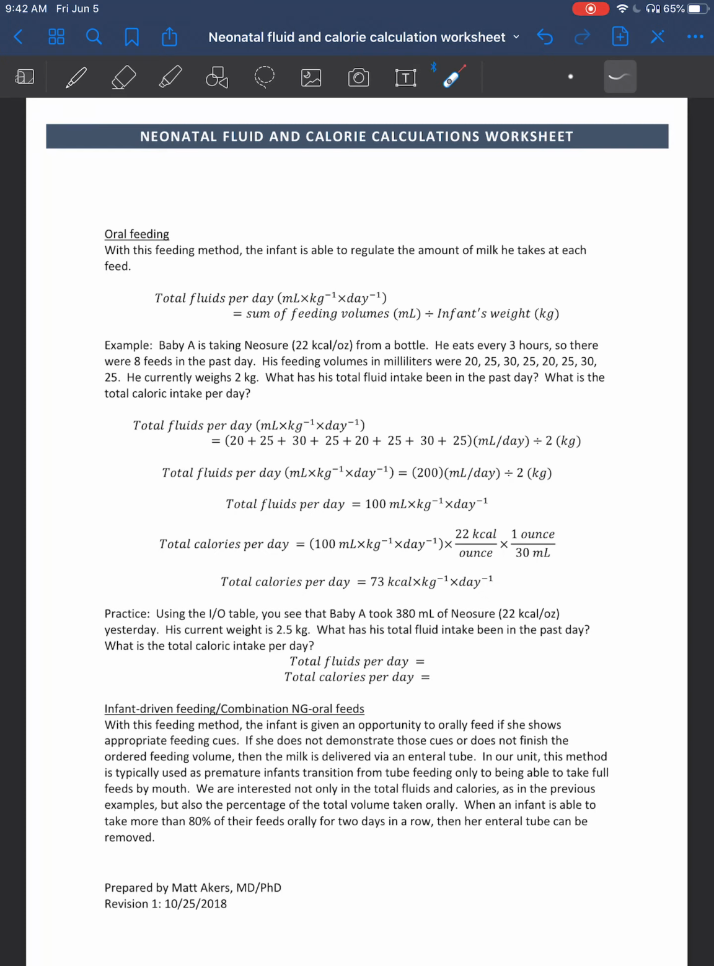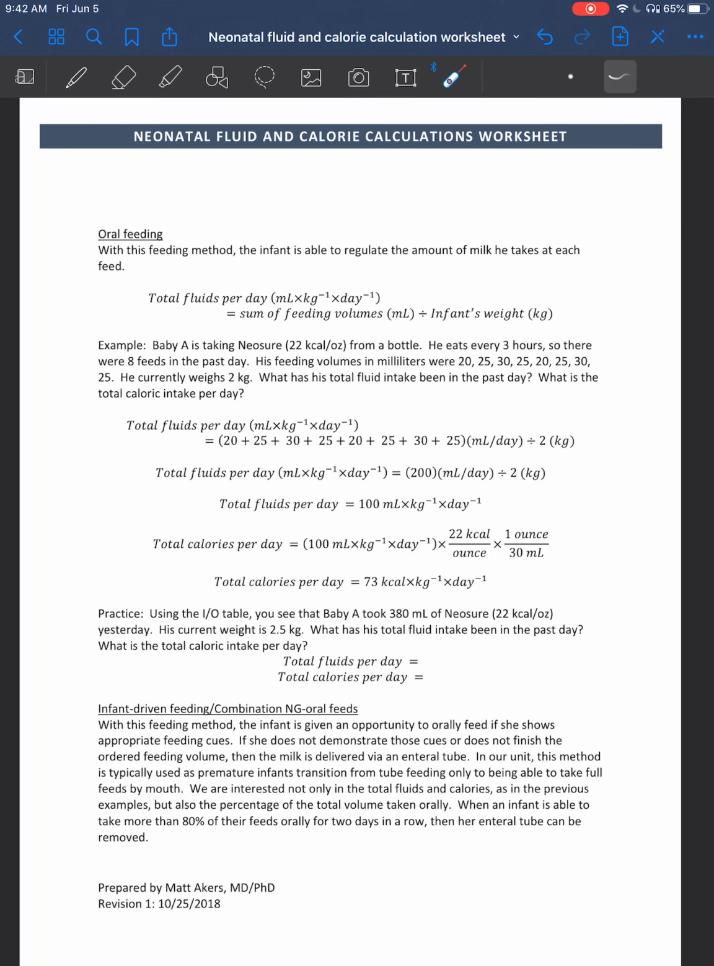We are interested not only in the total fluids and calories as in the previous examples, but also the percentage of total volume taken orally. When an infant is able to take more than 80% of their feeds for 2 days in a row, then her enteral tube can be removed.